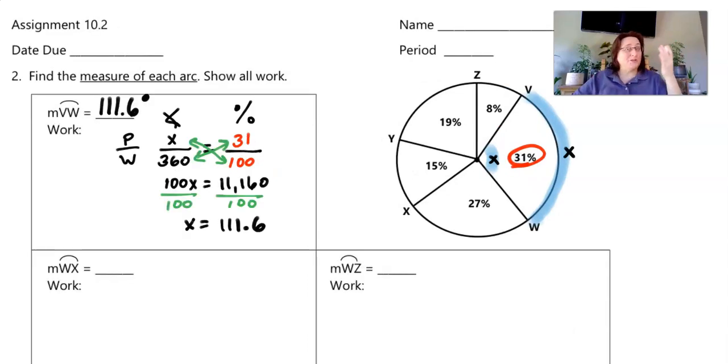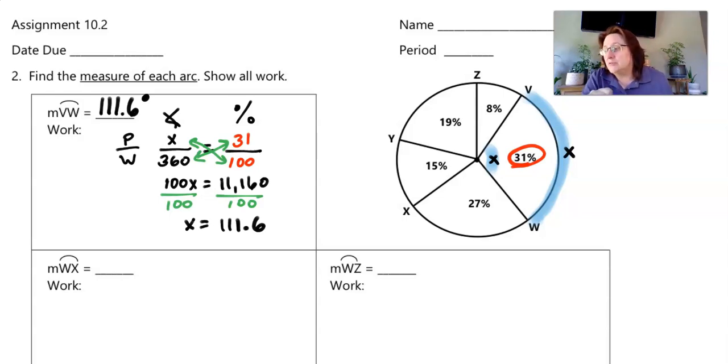How'd you guys do? Cross multiply and divide. You should get 111.6 degrees. And guys, do not forget your units. Your units are degrees. Our arcs and angles are measured in degrees. So do not forget your units. Now that I've shown you how to set this up, you can work out the rest of this problem in your algebra review.